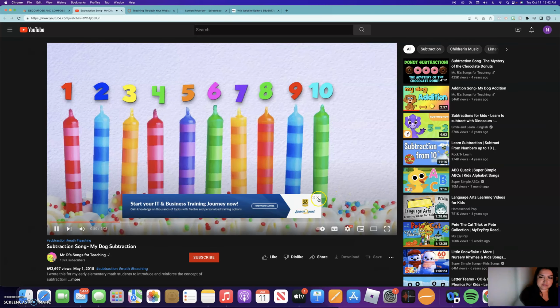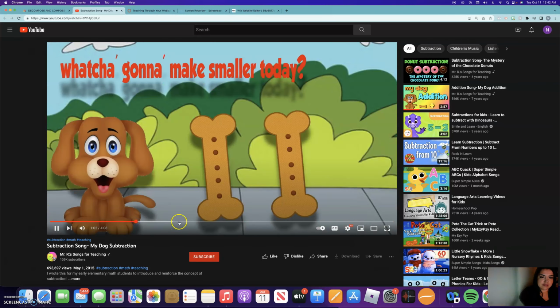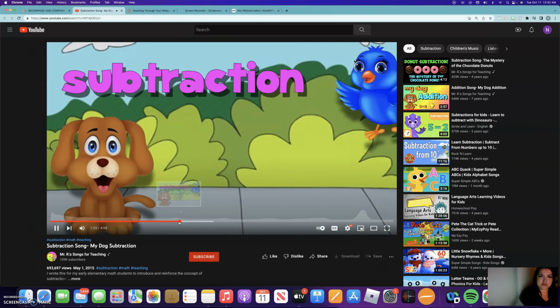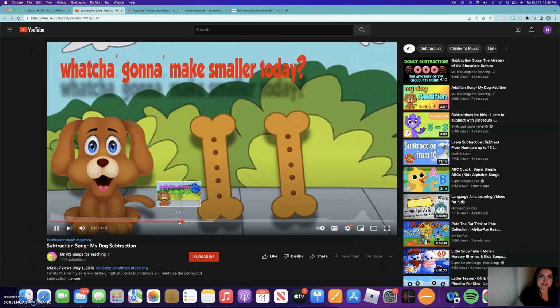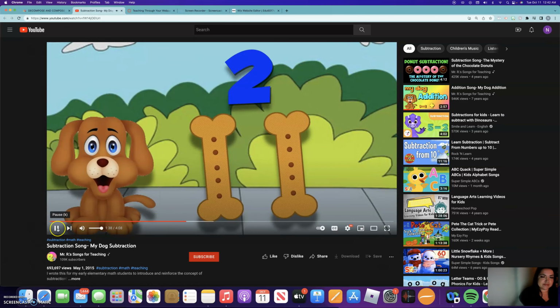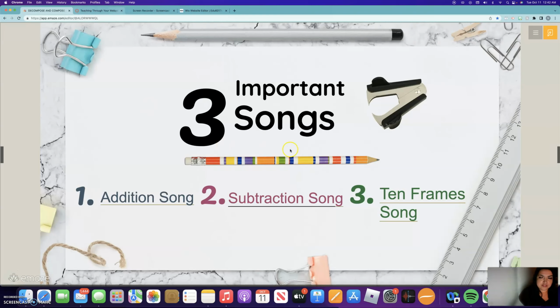And counted again. One candle was gone, but what remained was just smaller today. I'm just going to fast forward, friends. Subtraction, minus, what you gonna make? Smaller today.